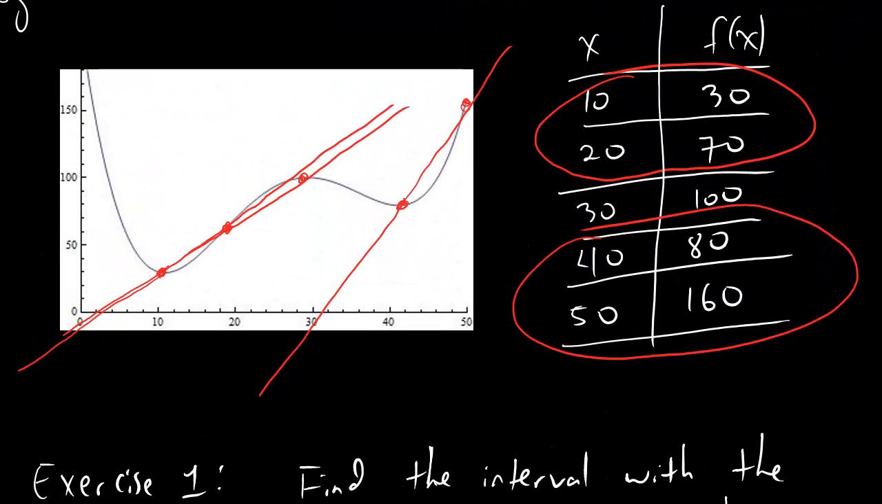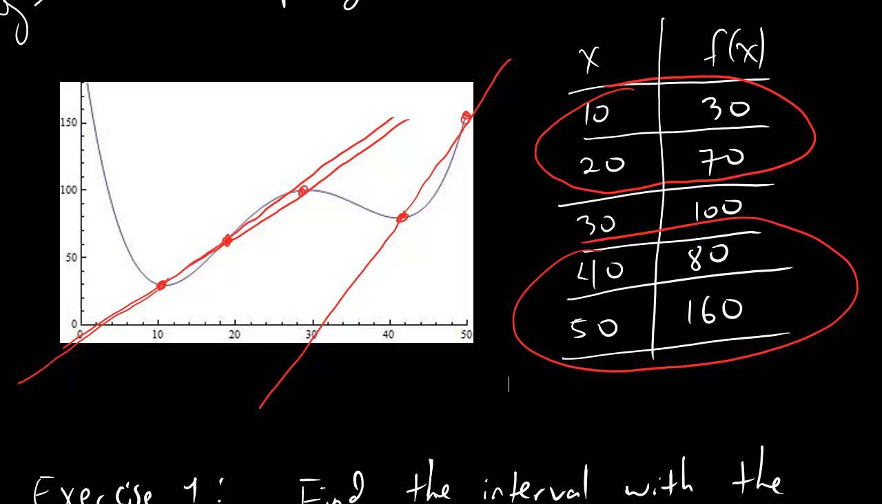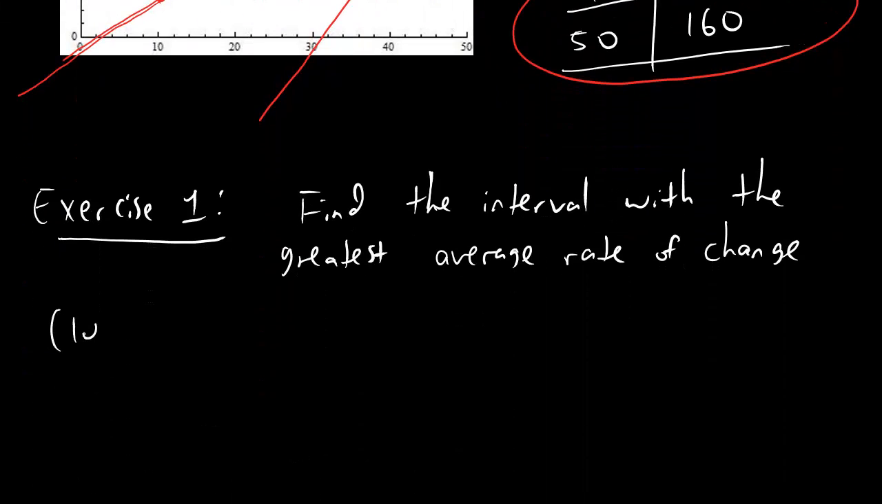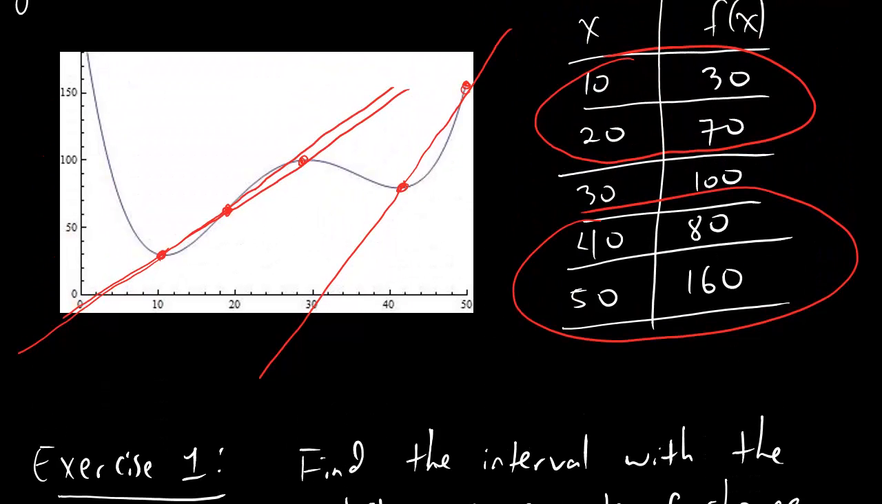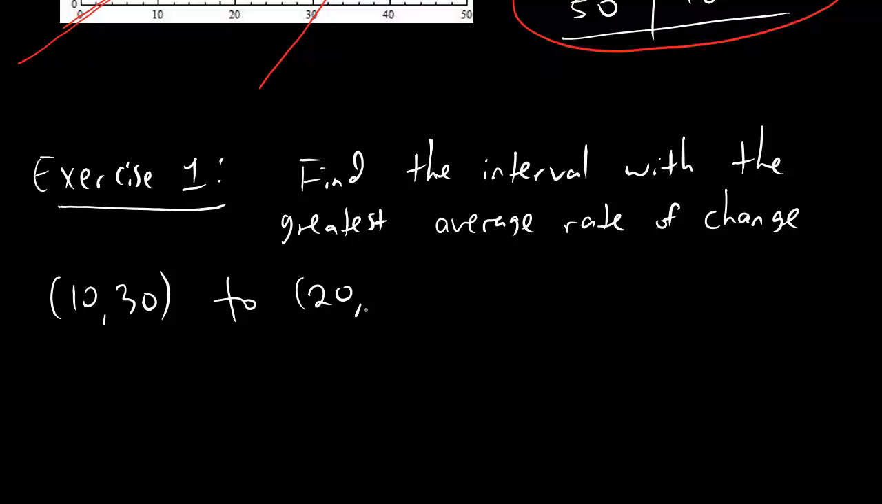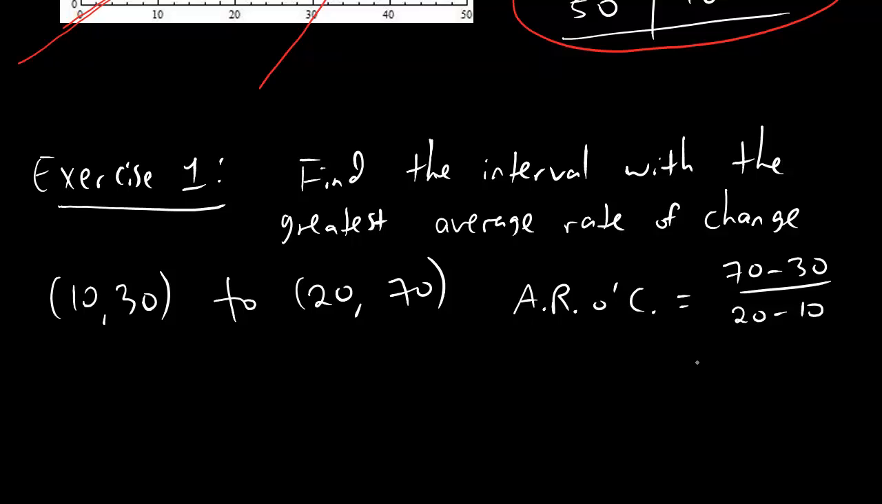So let's do the first one, and that's the x value 10 and the y value 30. Let's write these points down, (10, 30). And it goes all the way to (20, 70). That's the first average rate of change we're going to compute, and average rate of change is y2 minus y1 over x2 minus x1. Simplifies down to 40 over 10, which is 4. 4 clowns per dollar. That's pretty cool, I guess.